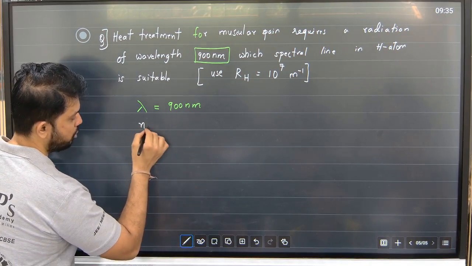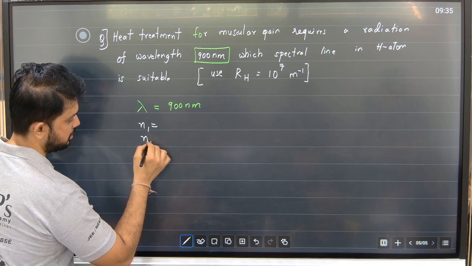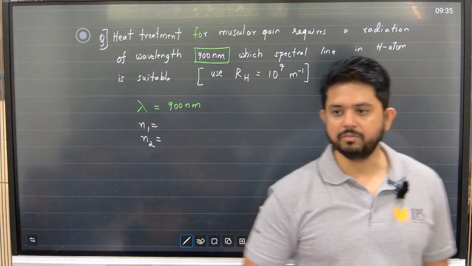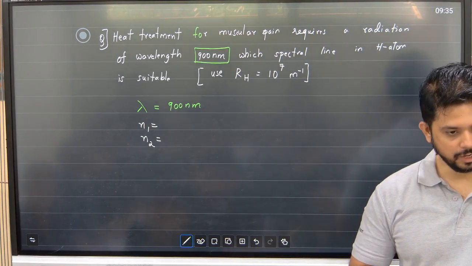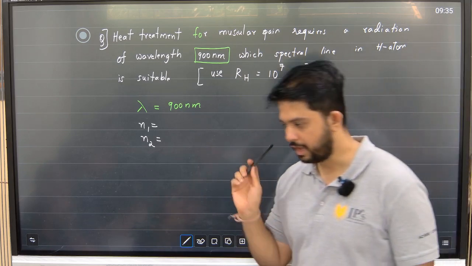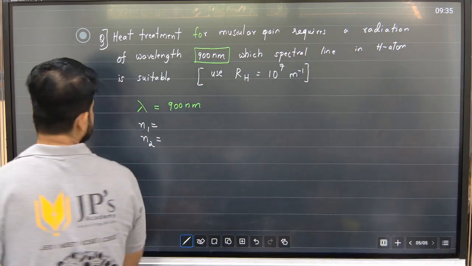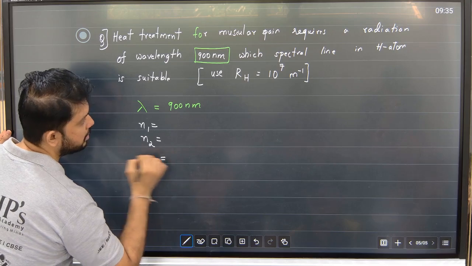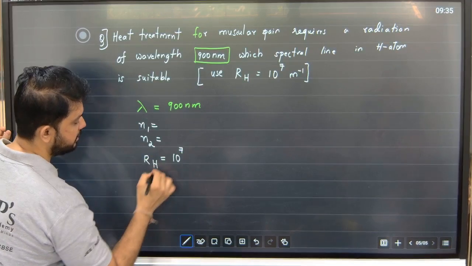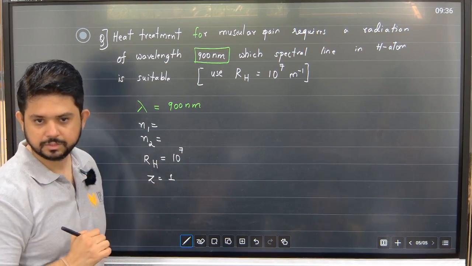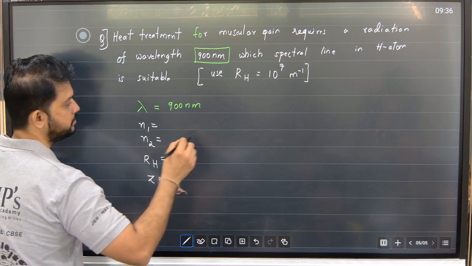So here it is opposite. We have to find N1 and N2 and they've given us the wavelength. And there is a small change: they've asked that the value of Rydberg's constant RH be used as 10 raised to 7. It is a hydrogen atom, so Z is equal to 1. Chalo.